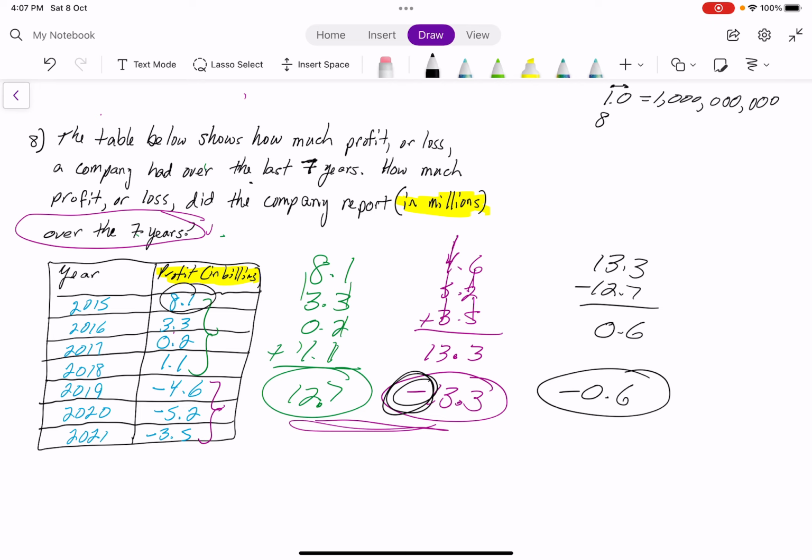So this 8.1 is actually equal to $8,100,000,000, because if it's in billions, then the ones place is representing our billions, and then the tenths decimal will be the place value less than billion, which is 100 million. So when I see the 0.2, that is actually equal to, we don't have any billions, so that means that our first number is the 100 million place, so that's actually representing $200 million.